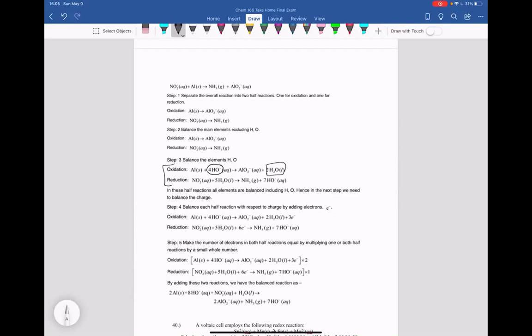Does that make sense? Yeah. So that's why I did that. And this only applies for basic solutions, right? Yeah, because if we were to balance this in acidic, we would add 2 H2O to the left side of the equation, and then add 4 H plus to the right side. But because it's basic, we have to add in hydroxide instead.